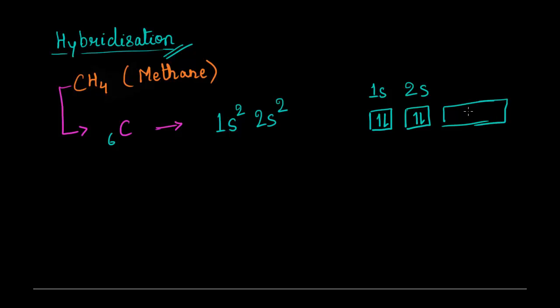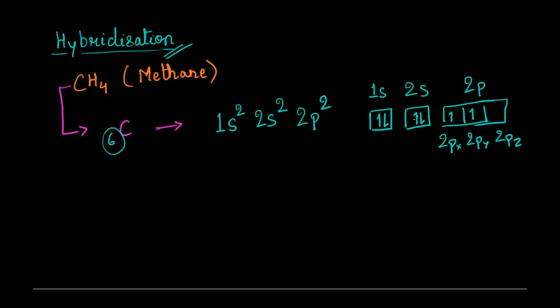Now we have come to the 2p orbital. My 2p subshell can have 3 orbitals, which are 2px, 2py and 2pz. Each of these orbitals can have a maximum of 2 electrons, but how many electrons are we left with? We have already consumed 2 plus 2, 4 electrons. We are only left with 2 electrons. So it will be 2p2, with 1 electron here and 1 electron here. So these two are my unpaired electrons.